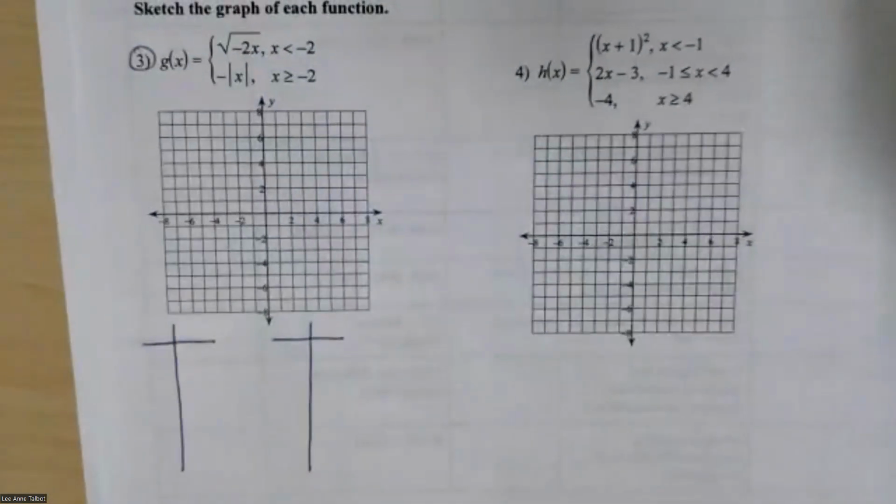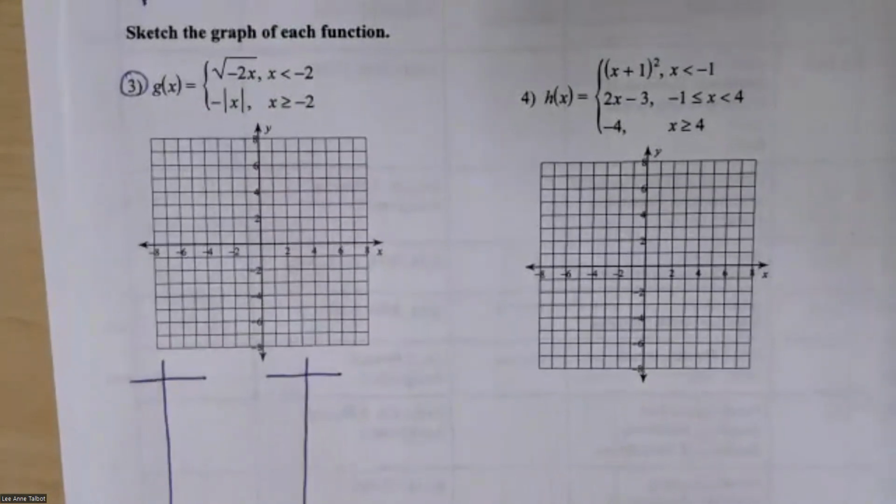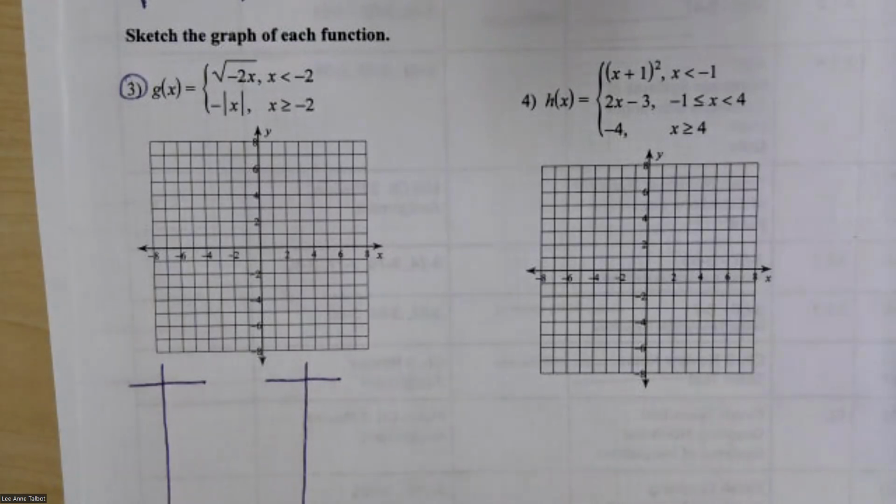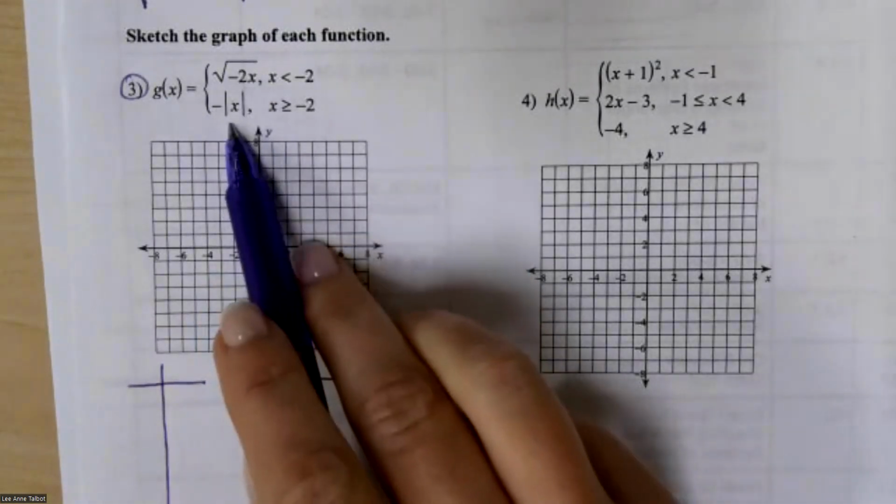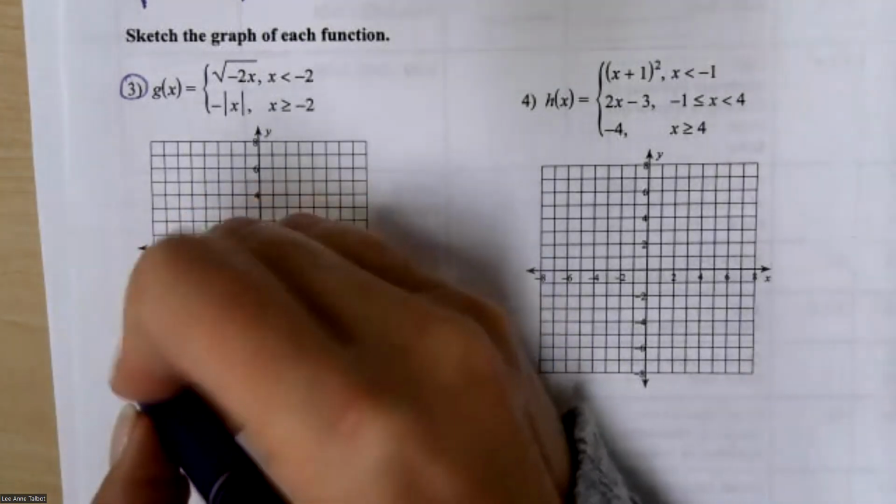To check in again. Can you tell that there's two pieces to this graph, to this piecewise? This piecewise has two pieces, this piece and this piece. That means two tables.